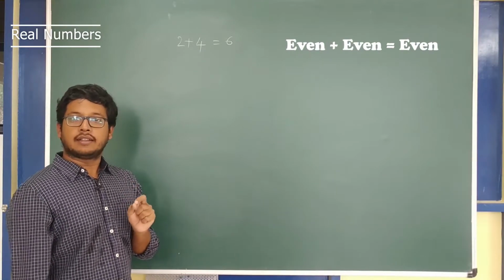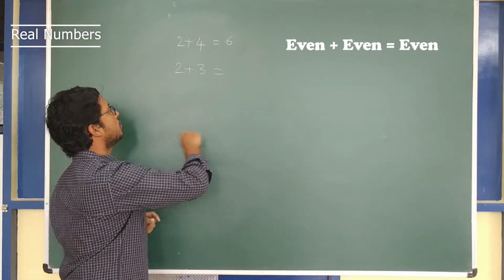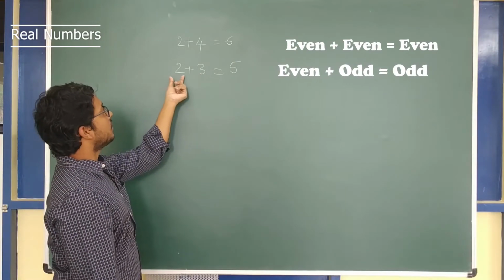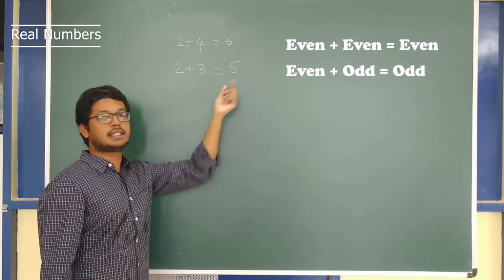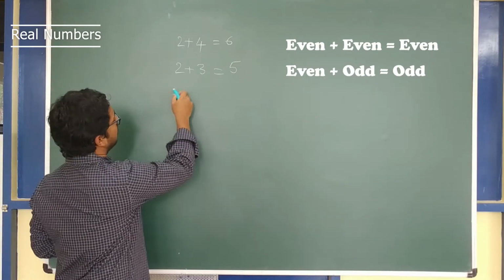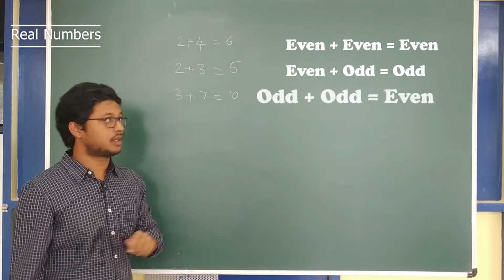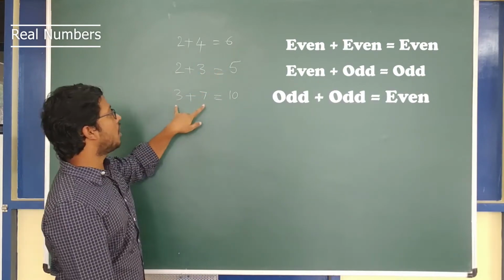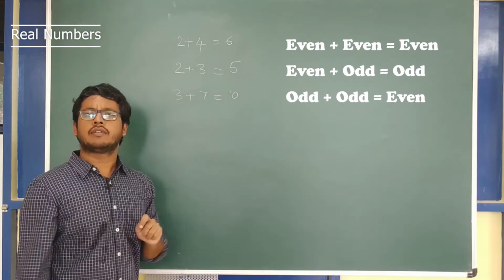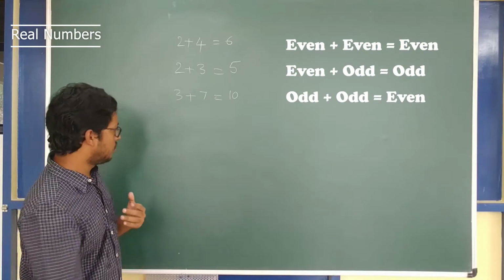But if I add even with odd, for example, let's say 2 plus 3, 2 plus 3 is 5. So when you add an even number with an odd number, the resultant is always an odd number. What happens if I add odd and odd? For example, 3 plus 7, the answer will be an even number. So even plus even is an even number, odd plus odd is an even number, but even plus odd will always be an odd number.